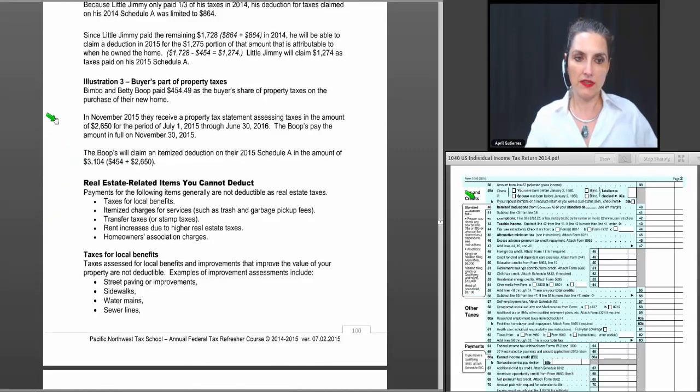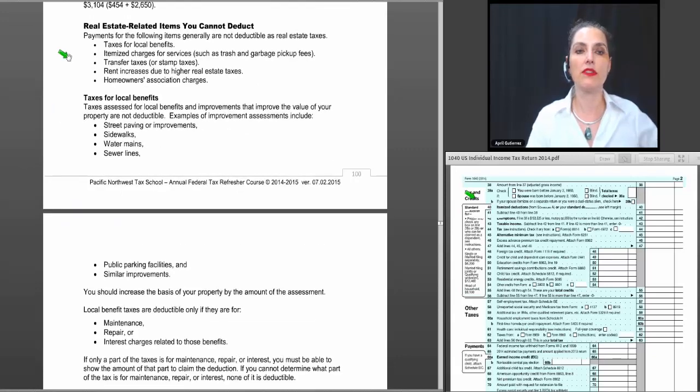And of course, in the next illustration, we're showing that Bimbo and Betty Boop paid that $454 as the buyer's share of property taxes on the purchase of their new home. Then in November of 2015, they received the property tax statement assessing taxes for the period of July 1, 2015 through June 30, 2016. The Boops pay that amount in full in November of 2015, and that means when they file their 2015 return, on Schedule A, they will be able to claim a deduction of a full $3,104. That will include the $454 they paid at close, plus the additional $2,650 they paid in November.